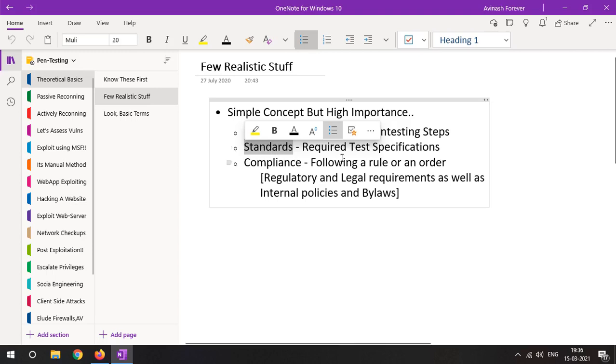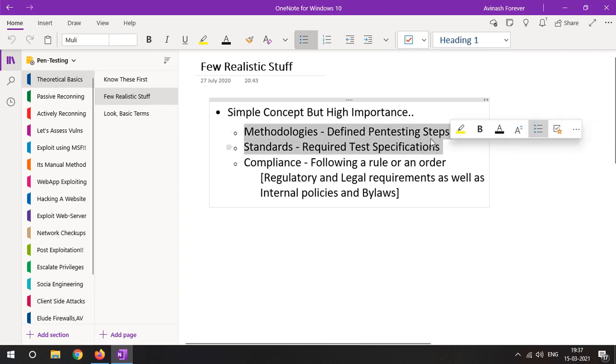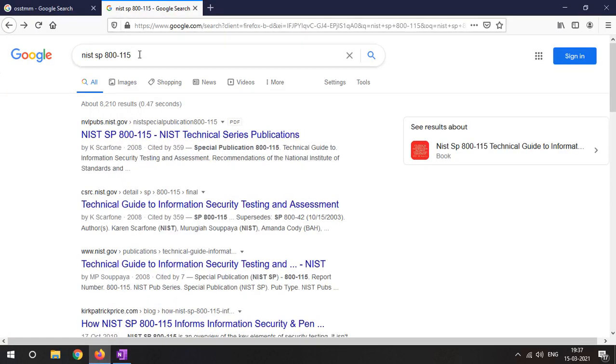And one thing to know is that standards will not tell you the exact technique or tool which you have to use. It's just like recommendations, sort of. So that's something you need to choose whenever starting a new penetration testing engagement. And methodologies, again, it's different from standards in the sense that it will actually talk about the tools and stuff like that. For an example of penetration testing standards, I can talk about the NIST Special Publication 800-115.